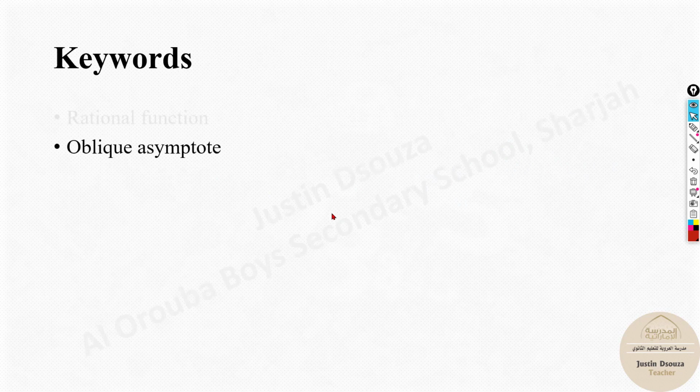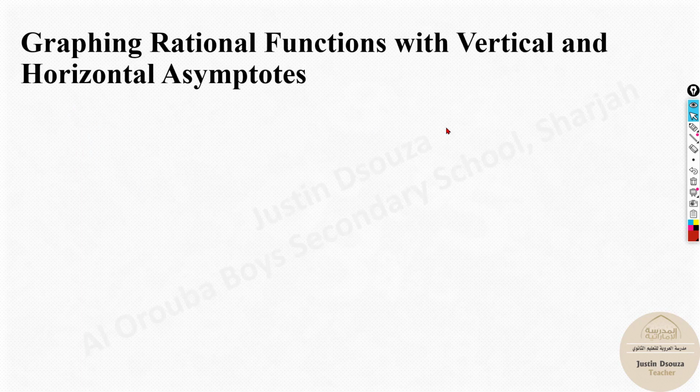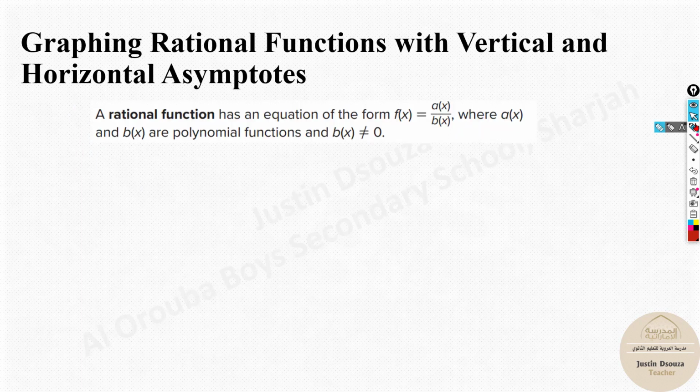The keywords are rational function, oblique asymptote, and point discontinuity. Oblique asymptote and point discontinuity occur only in rational functions. Now, we will look into the difference of rational functions.